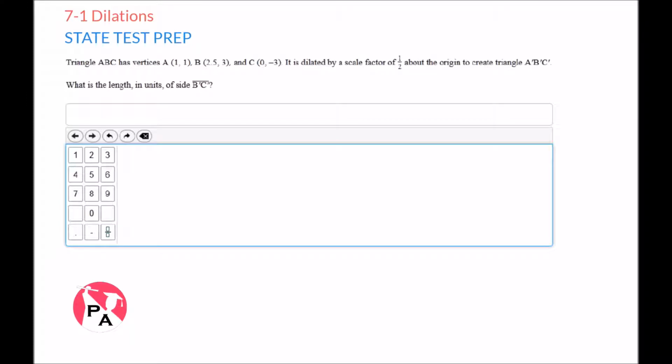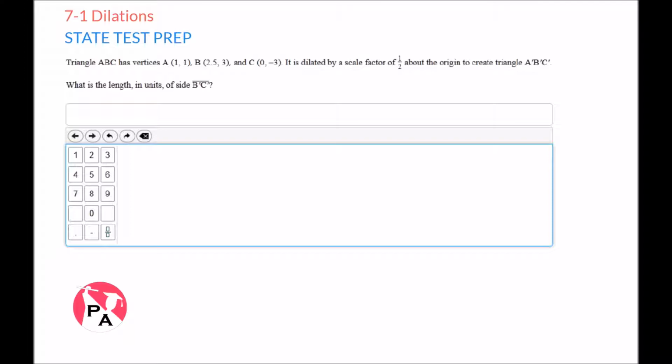So this part of the video is about doing some state test prep. This question is released from the Ohio State Geometry State Test. It is about dilation. The only thing that we usually need to do with the dilation questions in the state test is plotting the figures and using the distance formula. So that's it. Let's get started.